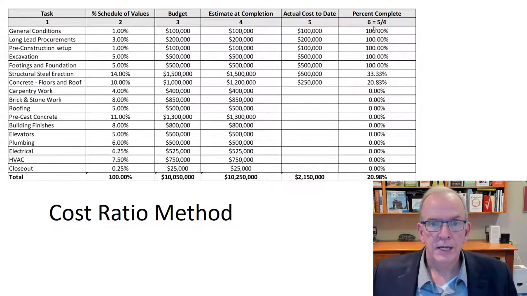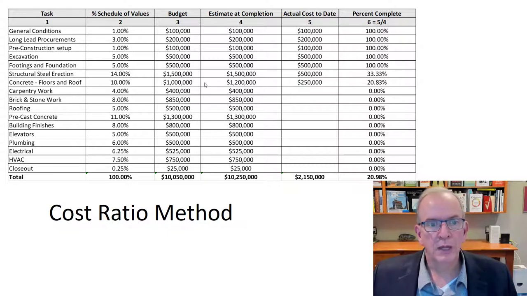So in this case here, we've got estimate at completion. What I did here, I upped this particular number and then the budget, and we've got actual cost to date, 250,000. So if I did this right, which I'm pretty sure I did, 250,000 divided by 1,200,000 gives us 20.83%, as opposed to 250,000 divided by 1 million, right?